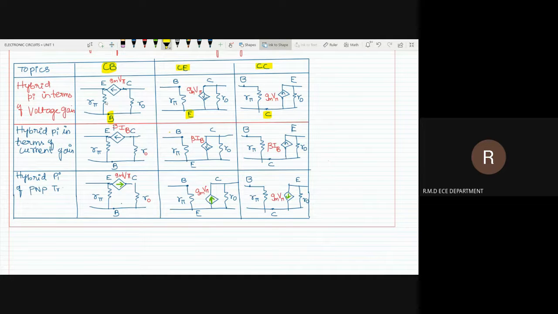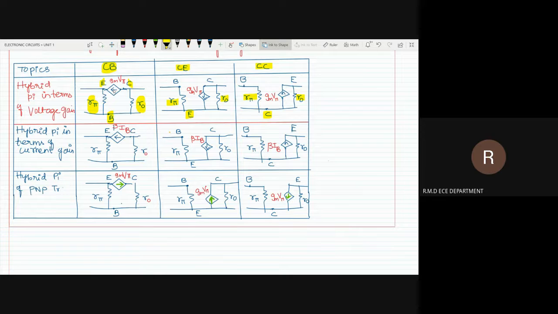Then the emitter is the input side and the collector is the output side. The input terminals are connected by the resistance R pi and the output terminals are connected by the resistor R naught. That is common: R pi for input, R naught for output. Then there is a dependent current source, which may be either a voltage controlled current source or a current controlled current source.